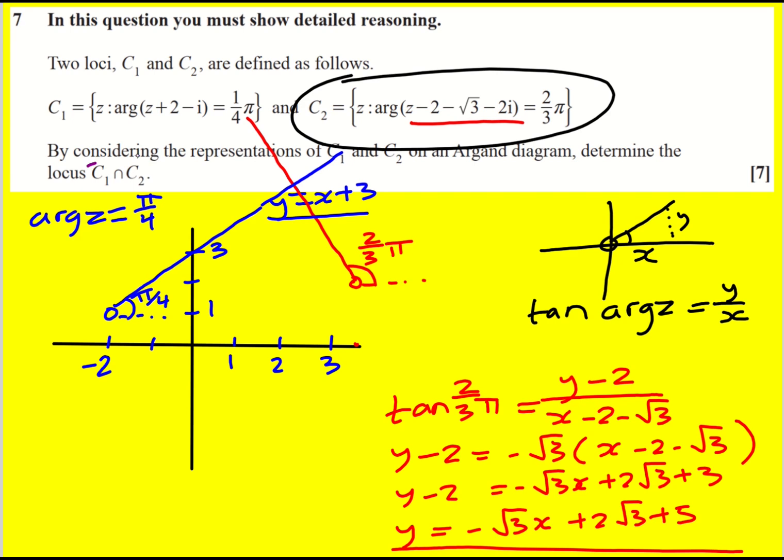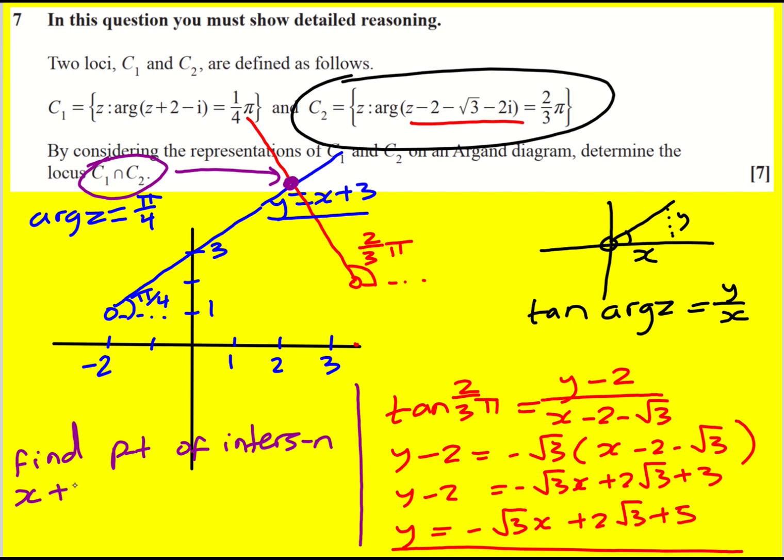So we want to find out where a point is on both of the lines. It's got to be here where they intersect. There's going to be one point in our intersection of C1 and C2. So what we can do is solve it, set x. So find point of intersection. x plus 3 equals minus root 3x plus 2 root 3 plus 5.